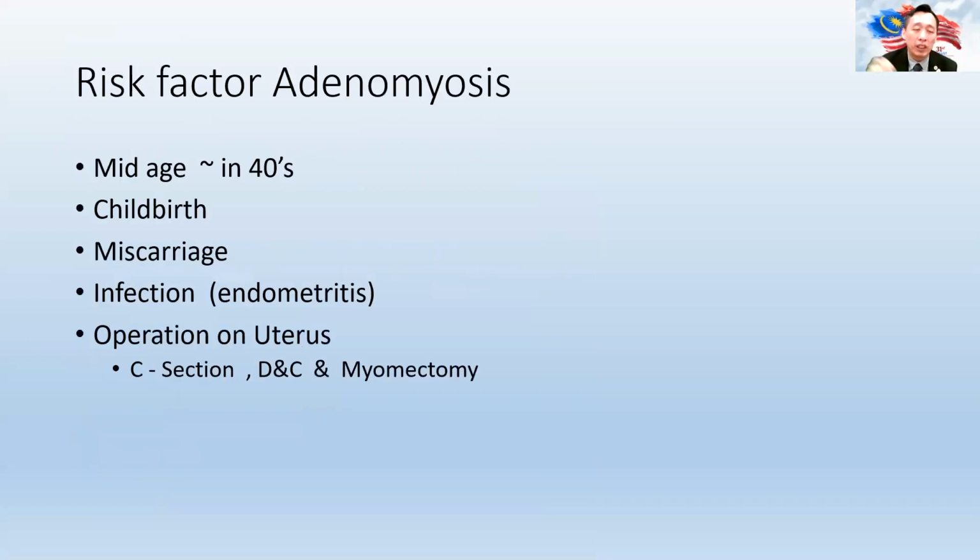Why does it cause infertility? Because the uterus is no longer receptive to implantation. Risk factors for adenomyosis are mid-40s age, previous childbirth, especially cesarean section, and history of miscarriage requiring D&C. There's also endometritis or history of infection. This will interrupt the endometrial-myometrial junction, creating a risk factor for adenomyosis.